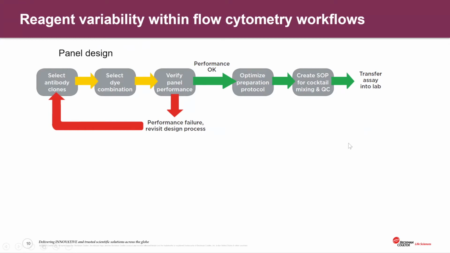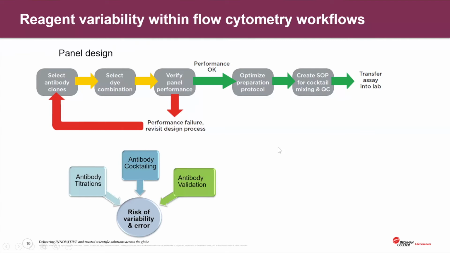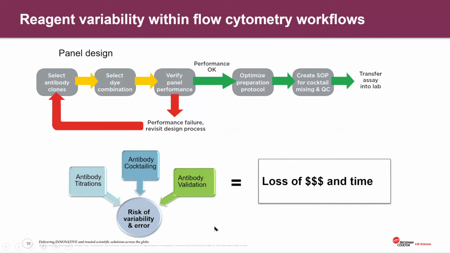So the entire protocol here takes a lot of time, and ultimately the entire process itself can lead to variability and error, specifically when it comes to antibody titration, cocktailing, and antibody validation themselves. All of these three aspects can contribute a lot to variability, but ultimately they lead to loss of money and time, which is not something that we want to necessarily focus on, especially if we're looking at developing therapies. We want to make sure that we're not delaying due to the methodology.